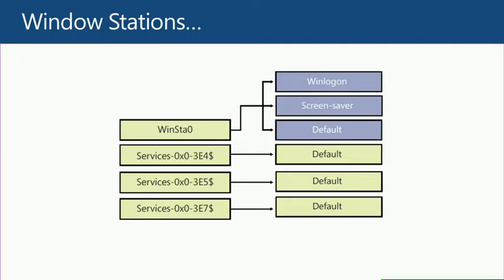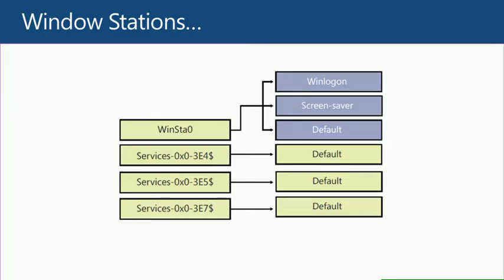WinSta0 is a special one. It is the only window station that can actually display UI on a screen or receive user input. The other window stations are for services, and there's a separate window station for every user account or service account that is logged onto the system.